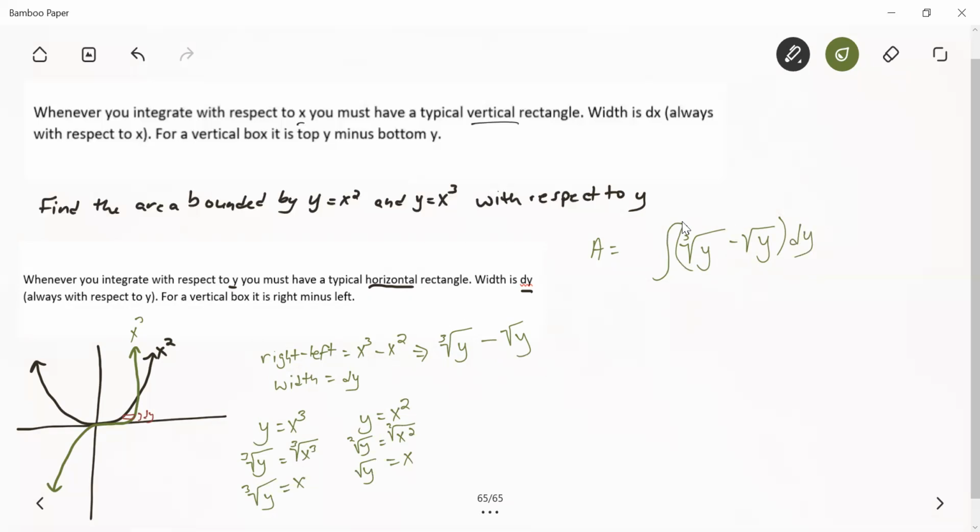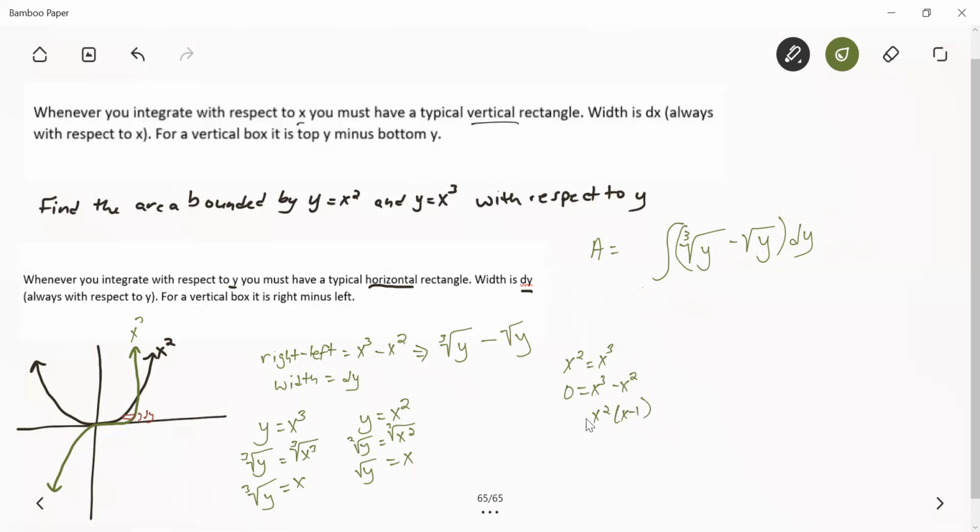But now we have to find our limits of integration. Remember, when we're solving these, we have to integrate with respect to y here. So typically we would have just set x squared equal to x cubed and solved for x. Well, we can still do that. So let's see, x cubed minus x squared, factor out an x squared.